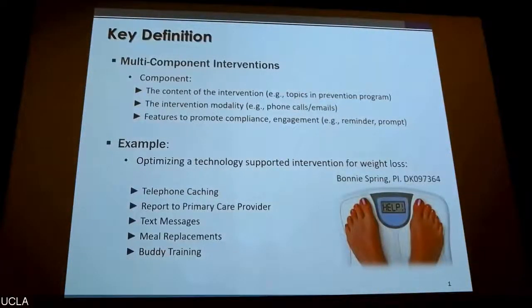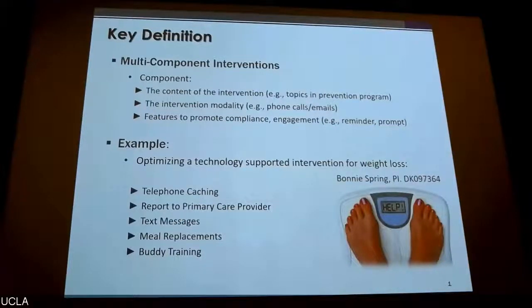Another big thing that we need to understand before I start is that many behavioral interventions, and particularly mHealth interventions, include multiple components. I want to explain what I mean by a component. A component is any aspect of the intervention that you can reasonably separate for study purposes, right? For example, the topic of your intervention can be a component. What content does your intervention provide? The modality that you use to deliver the intervention can be a component. Are you using mobile devices? Are you using the internet? Also, components can be any features that you're using to promote adherence, compliance, like email reminders or prompts to increase engagement in an intervention.